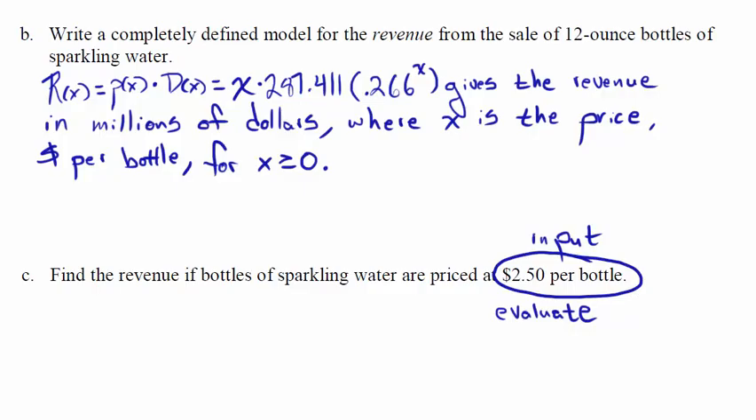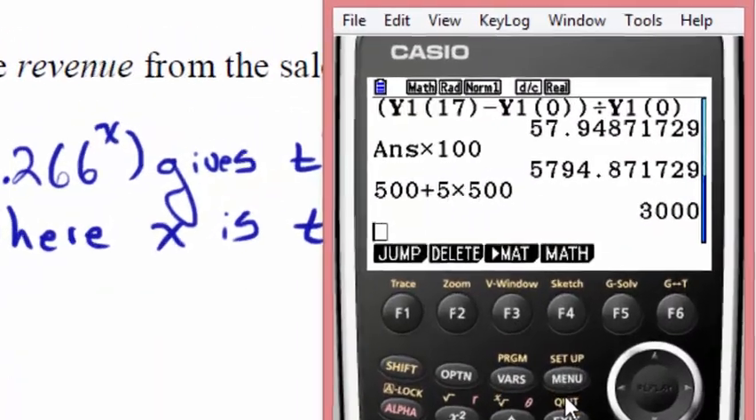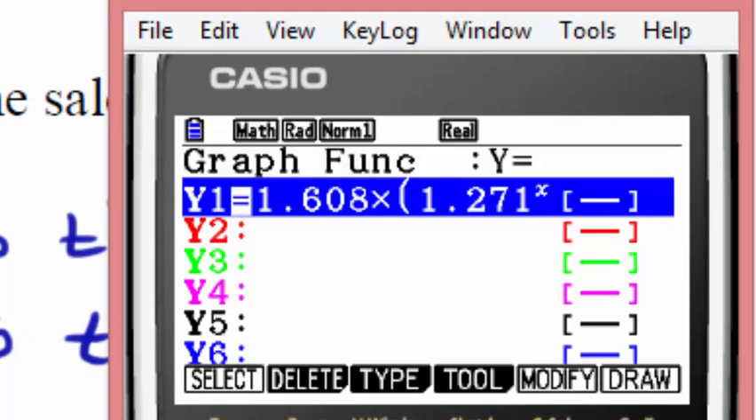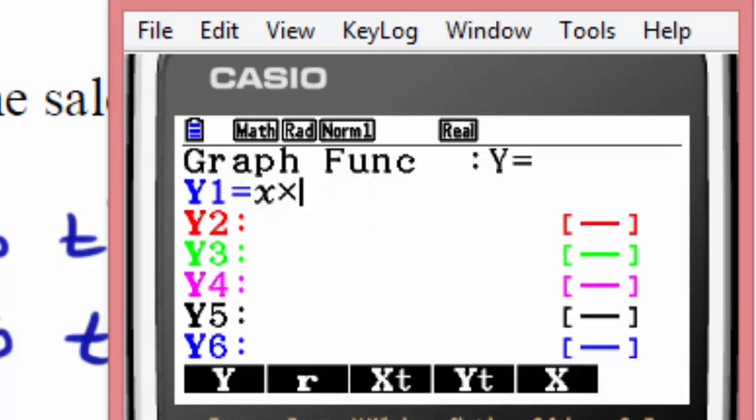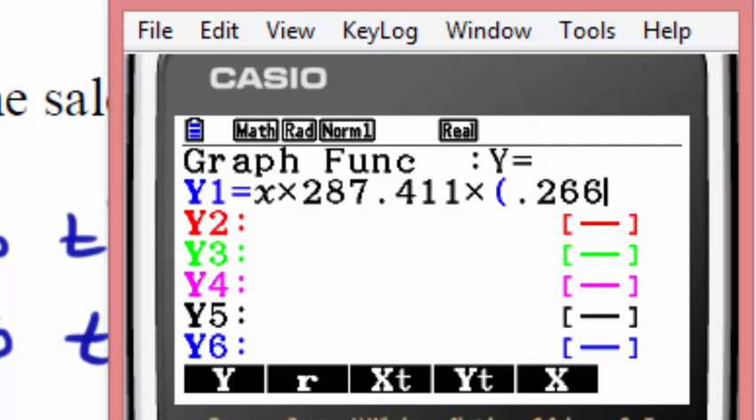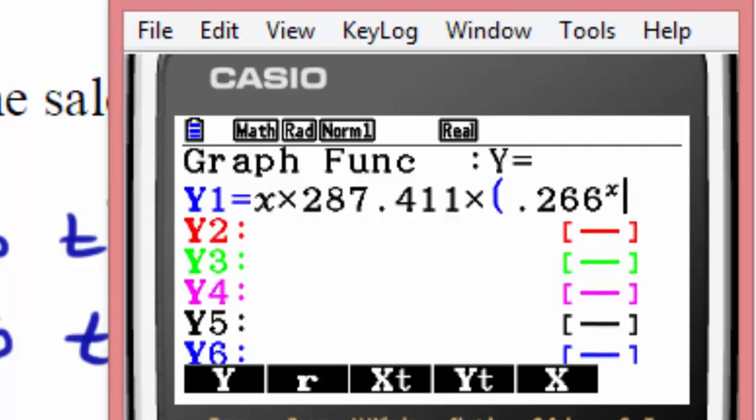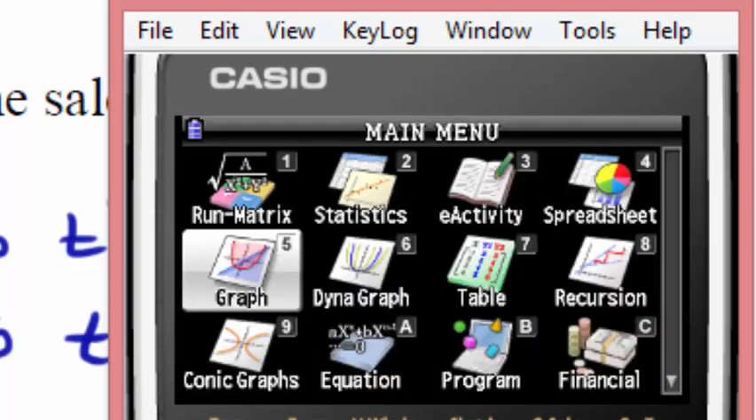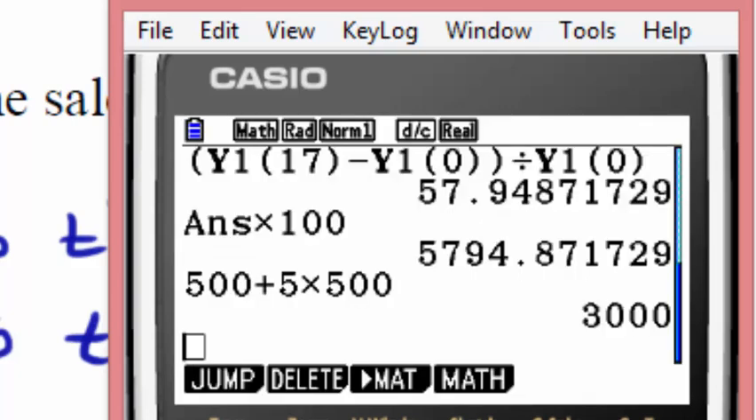Alright, so I have a couple options here. We've already come up with the equation, so I can go to my graph menu and enter the entire equation just like I have it here. So X times 287.411 times 0.266 to the X. Now I've got my entire revenue function in Y1, so I can jump back to my run menu and we want to evaluate that.